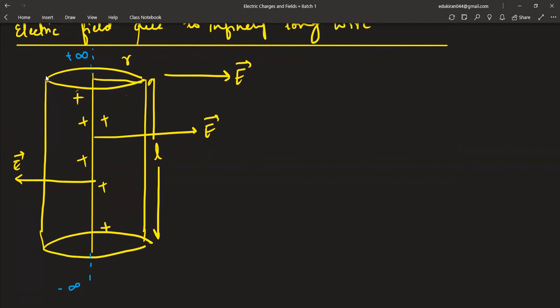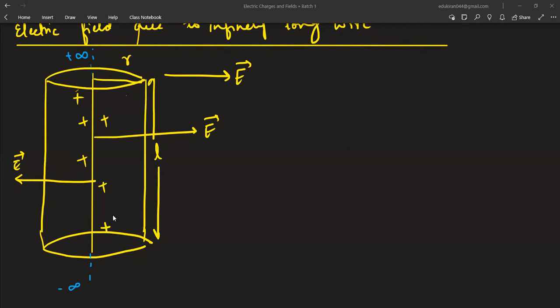So how can we use Gauss theorem? For that purpose, we can choose a portion only from the entire long wire. The calculation for the entire long wire is impossible. For infinite things, you can never calculate anything. So we can just take a portion of it, instead of extending from minus infinity to plus infinity.